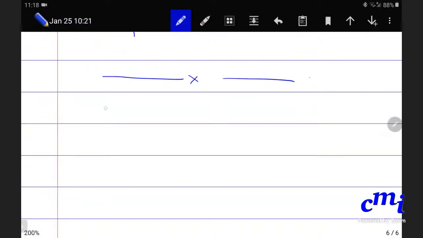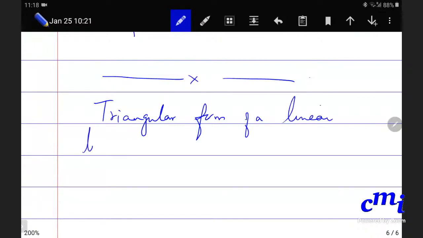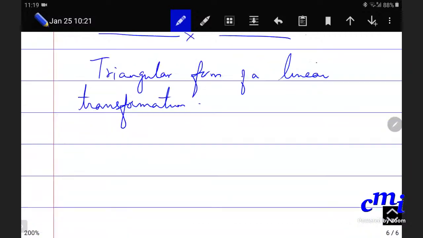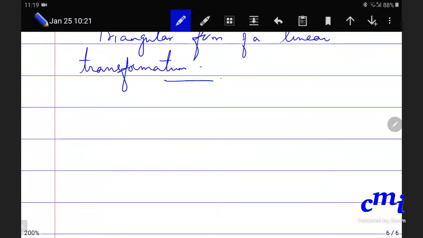Okay, so now we'll write triangular form of a linear transformation. What we want is, given a linear transformation, is there a basis with respect to which it looks like a triangular matrix?